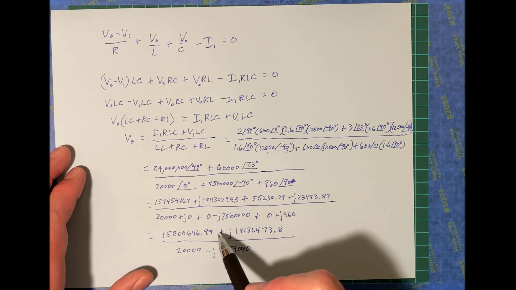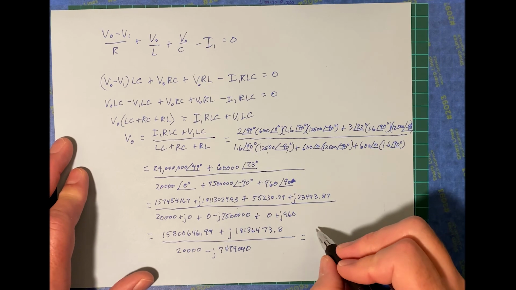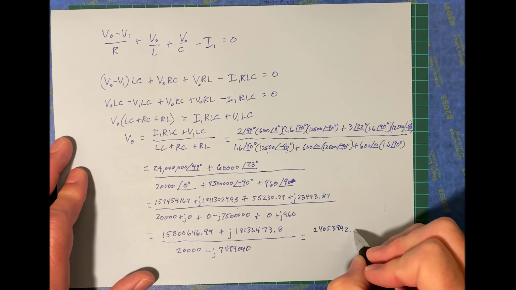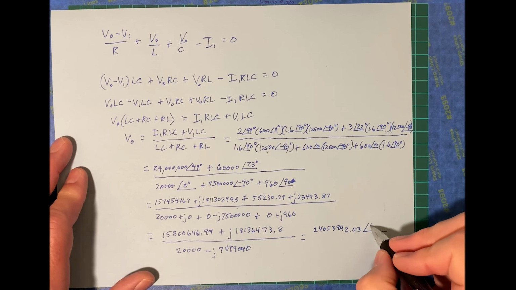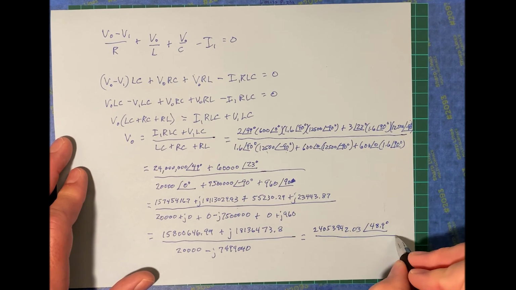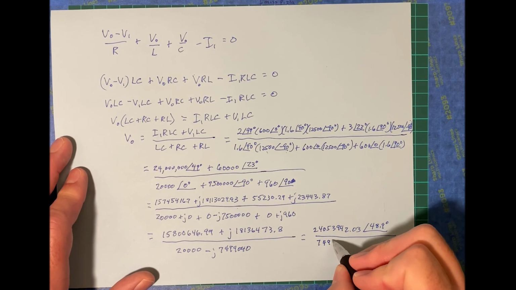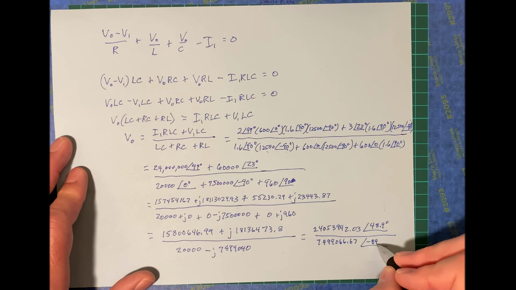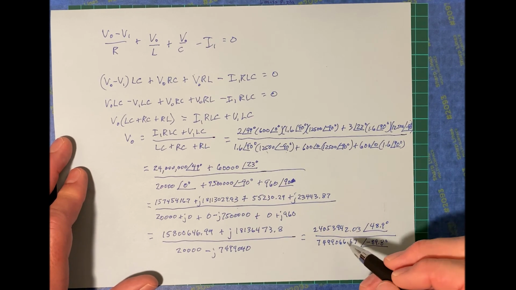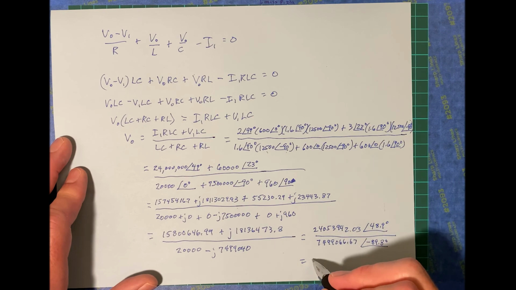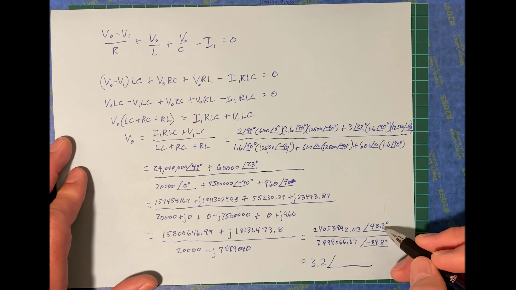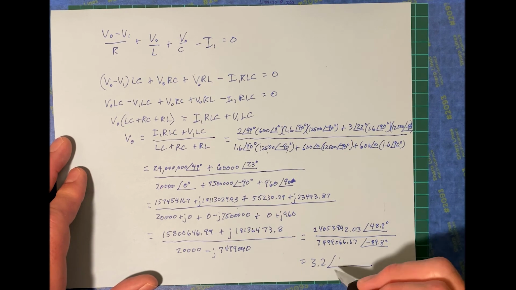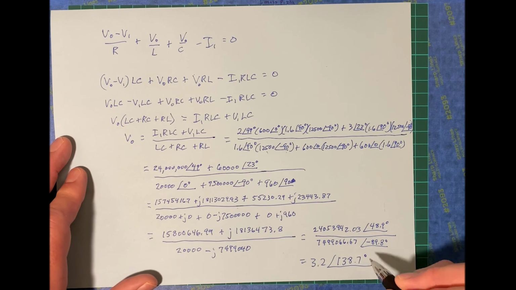We need to do this division here, so let's convert those into polar. And when I do that, I get 2405394.2 angle 48.9 degrees divided by 7499066.67 angle negative 89.8 degrees. Now you do the division, and when you do that, you end up with 3.2. Top angle minus the bottom angle is 138.7 degrees.